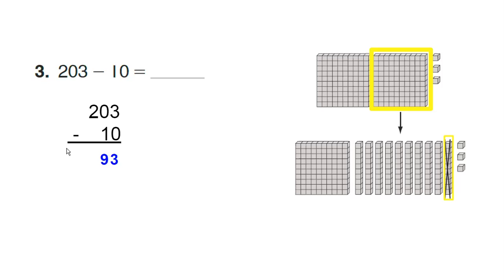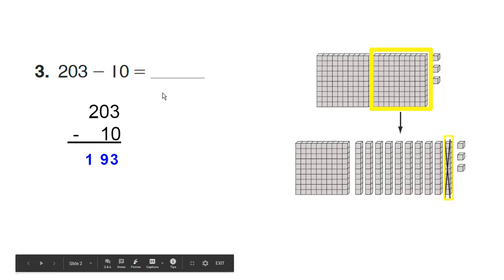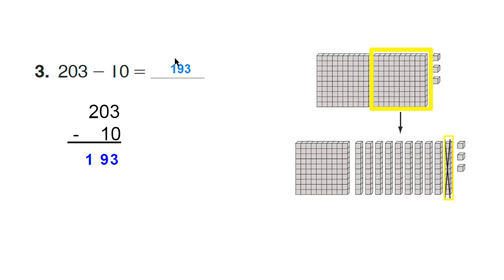And one group of 100 left. So our answer is 193. My 10s changed and my hundreds changed because I had to take from my hundreds in order to make groups of 10 and to subtract. So when there's a 0 in the tens place, we have to be careful because our 10s and our hundreds are going to change when subtracting 10.